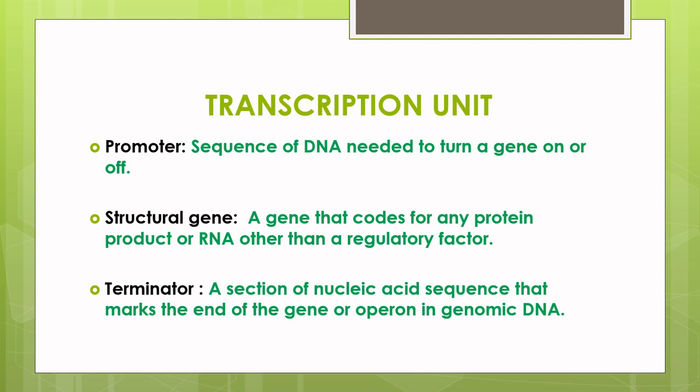Now let us look at what are promoters, structural genes and terminators. A promoter is a sequence of DNA needed to turn a gene on or off. A structural gene is a gene that codes for any protein product or RNA other than a regulatory factor, and a terminator is a section of nucleic acid sequence that marks the end of the gene or operon in genomic DNA.